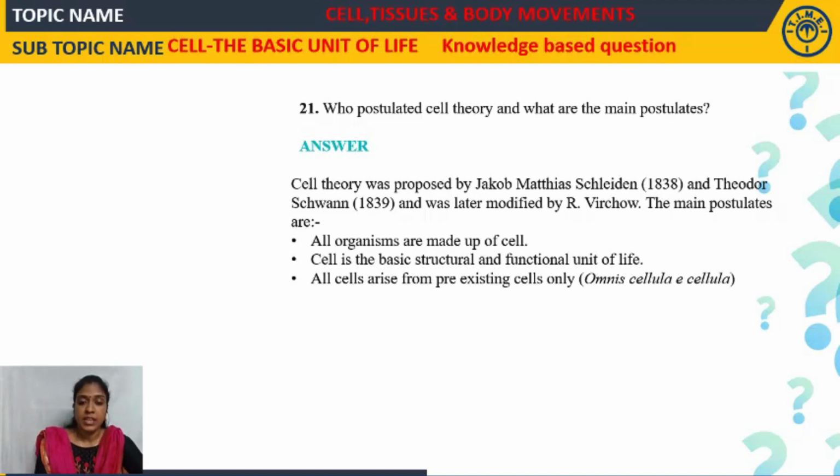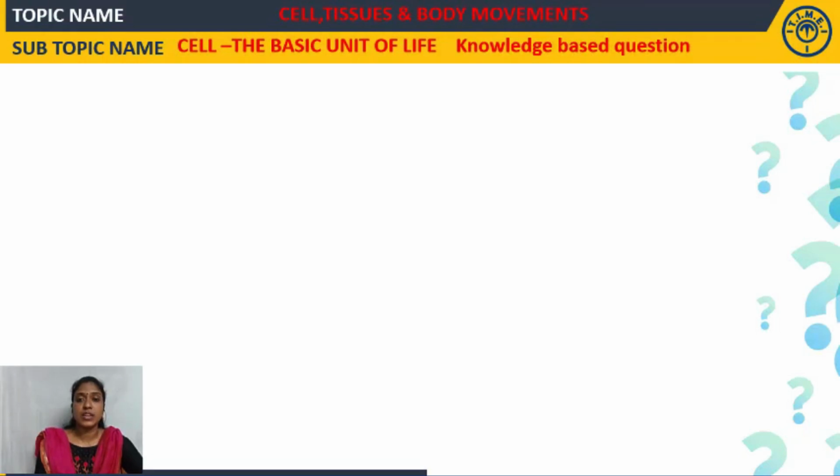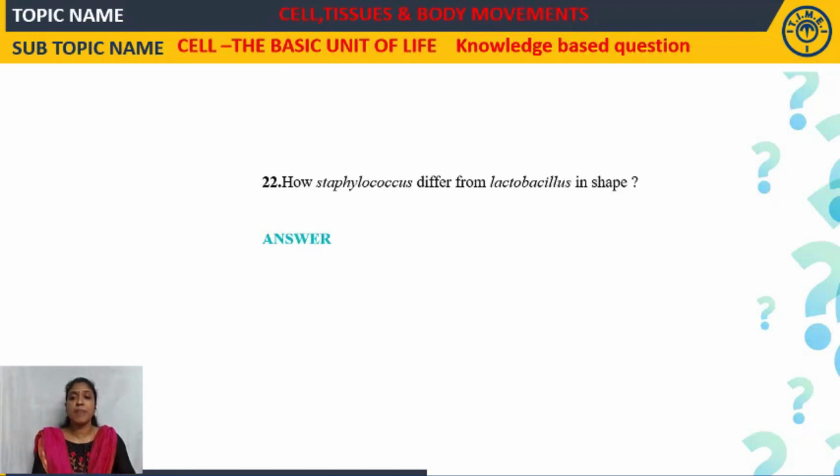Then, next question. What is the next question? How does Staphylococcus differ from Lactobacillus in shape? So, what is the shape of Staphylococcus? Cocci. Staphylococcus comes under the group of cocci bacteria, which is spherical in shape. What about Lactobacillus? Lactobacillus comes under the category of bacilli, which is of what shape? Rod shaped. So Staphylococcus is spherical in shape and Lactobacillus is rod shaped. Is that clear? Yes.